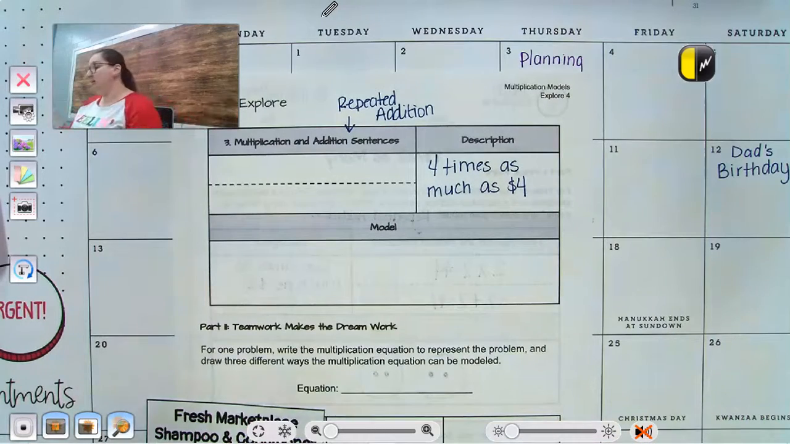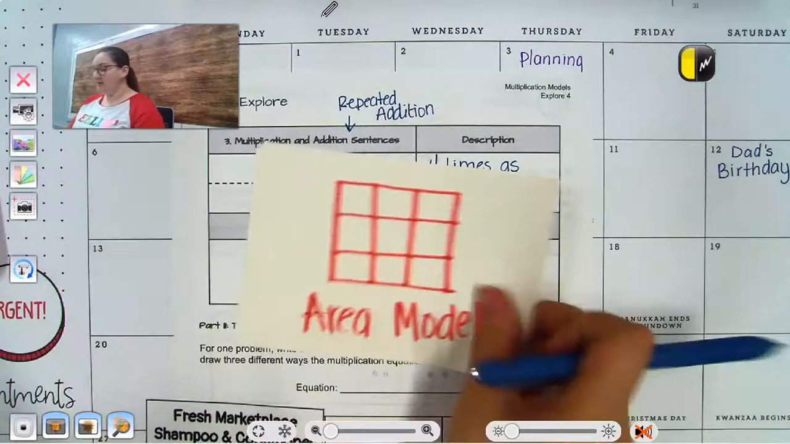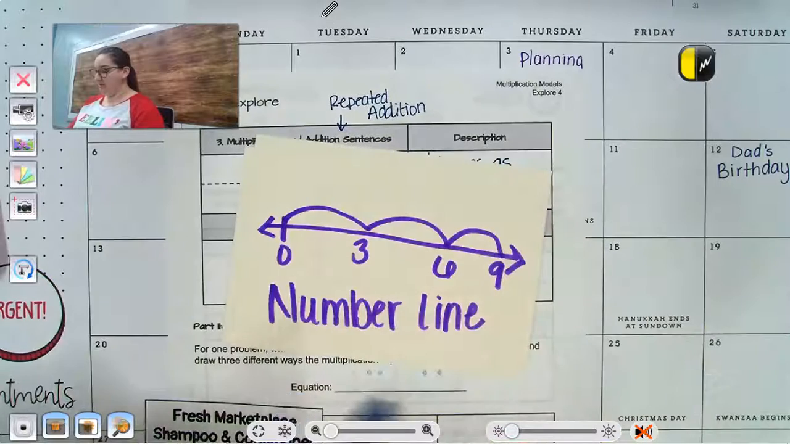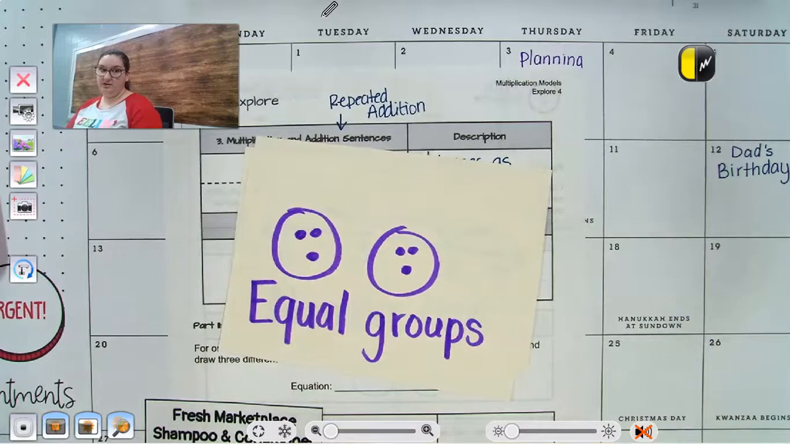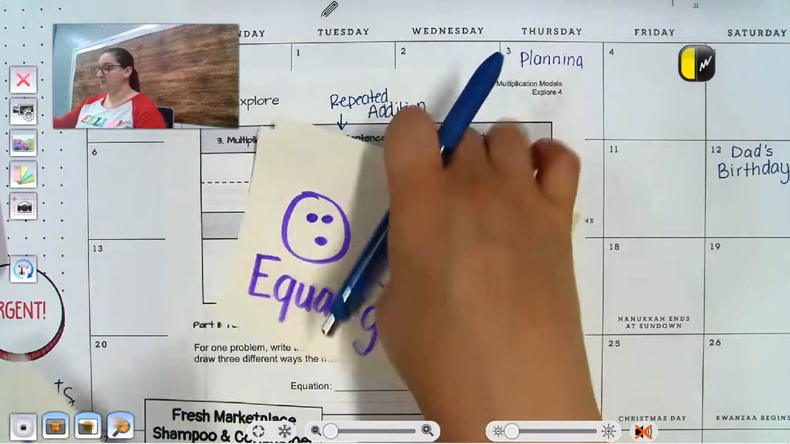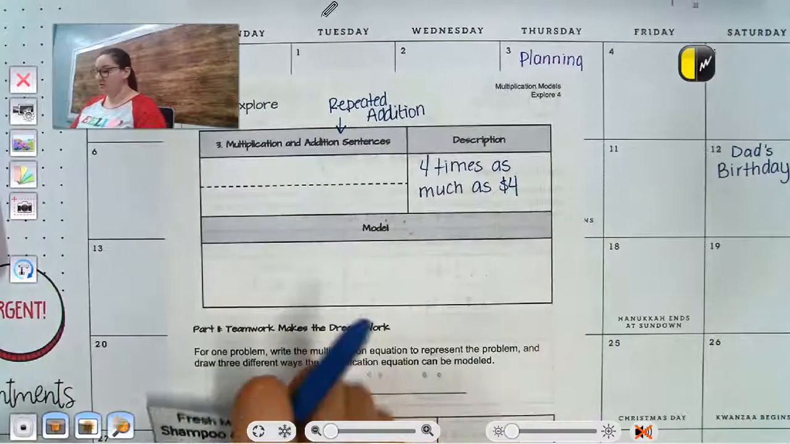Remember, you can draw me an array, an area model, a number line, or equal groups, any of the models that we have talked about for the last 2 weeks. All right, when you're finished, take a picture of this and submit it to me.